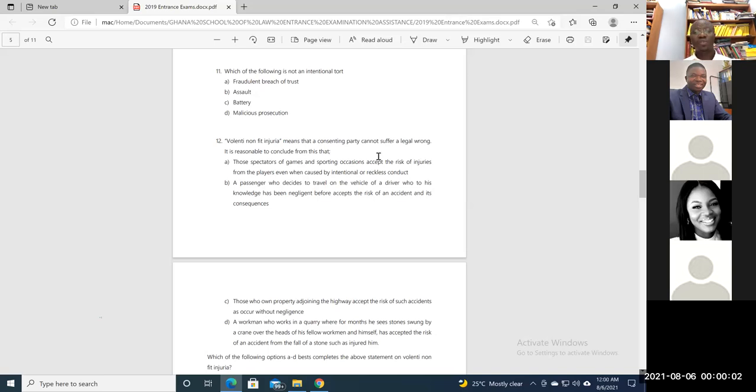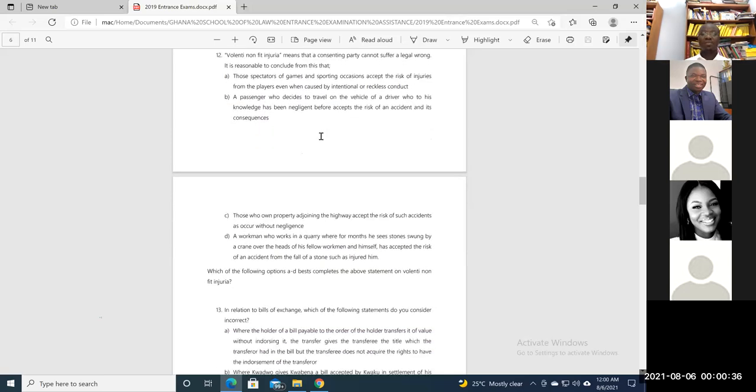So volenti non fit injuria simply means voluntary assumption of what? Of risk, where something is inherently risky and the person still decides to embark upon it or be part of it. Should anything go wrong, you could say that he or she was very much aware, or ought to have known, that that particular thing or situation was inherently risky, and yet decided to take part. So let's look at some of the examples.